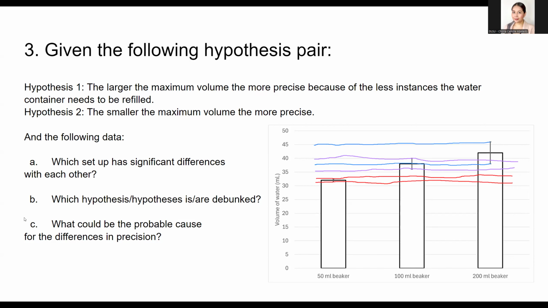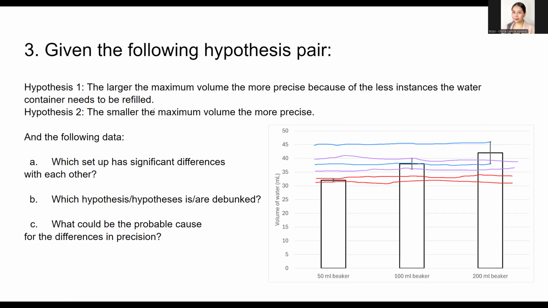So, because of this, and again, you always check for significant differences first before you proceed with hypothesis debunking. The next question is, which hypothesis or hypotheses are debunked? So the first hypothesis is that the larger the maximum volume, the more precise. But if you notice, the 200 ml has the largest maximum volume, but you can see that its error bar is the biggest. And because of that, hypothesis 1 is debunked.